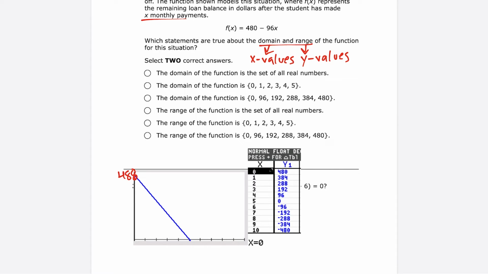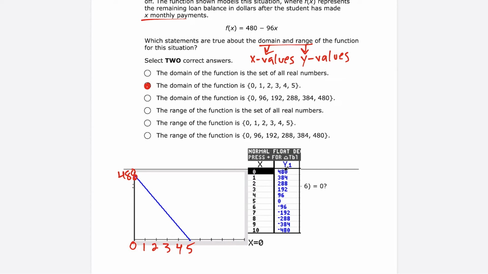So if we look here, the domain would be going from 0 to 5. Okay, 0 to 5 makes the most sense. So the domain of the function is going to go from 0 to 5. That is the set of possible x values here, where this line is happening. Okay, from the beginning when they first borrow the money up until 5 months later until they pay all the money back. So the domain of the function is going to match up with this answer choice here.